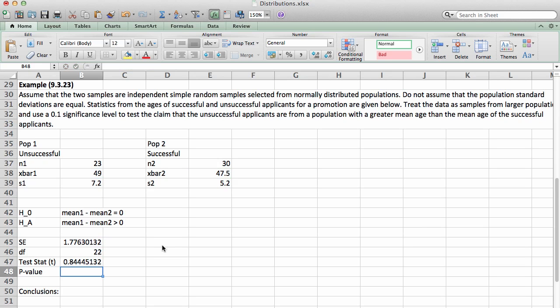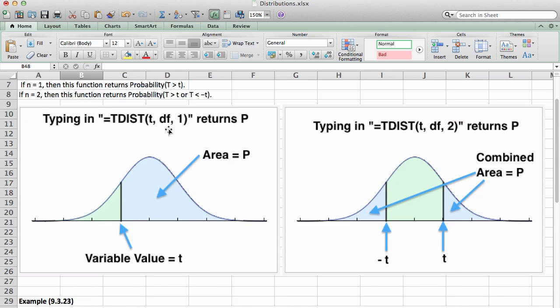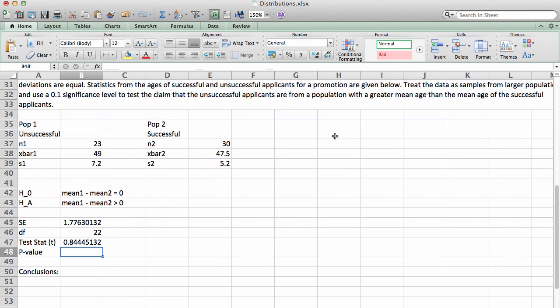The difference in this case, compared to what we do for proportions, is we don't use the normal model to compute a p-value. We use the student t model to compute a p-value, and that's what we'll need the TDist function for. In order to determine whether I'm in the one-tail scenario or the two-tail scenario, I have to look at the alternate hypothesis. The alternate hypothesis just says that this difference of means is positive, which means I'm only interested in the right tail. So this is a one-tailed situation.